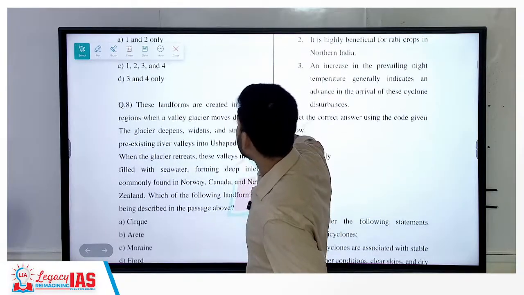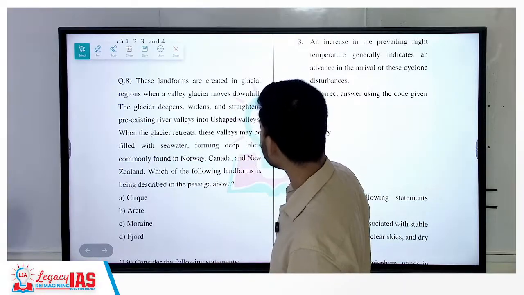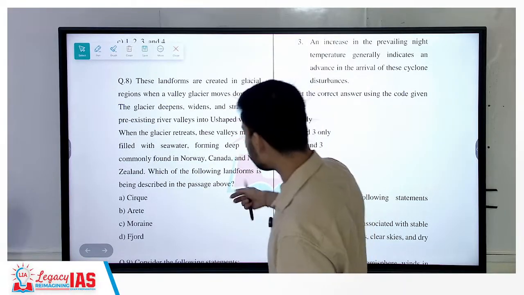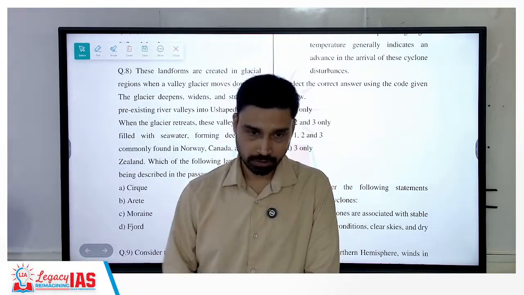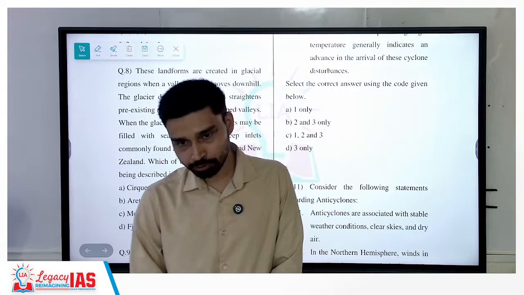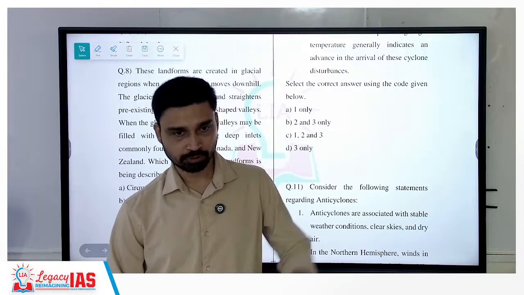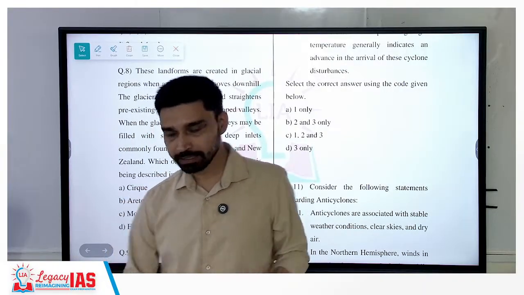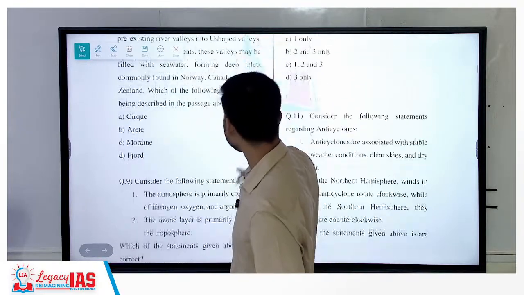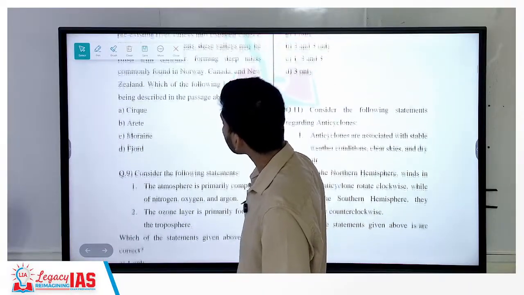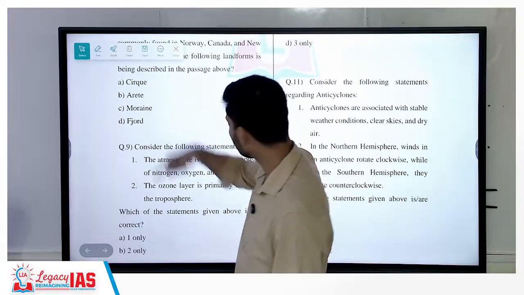Then these landforms: when valley glaciers move downhill, the glacier deepens, widens, and straightens pre-existing land into U-shaped valleys. This is the definition of a fjord. Okay, in a fjord, glacier causes erosion. After that the glacier retreats during the warming phase, so the valley created remains there. And during the warming phase what happens? Sea level rises, so the sea enters into these valleys, creating a kind of steep-sided valley where you have seawater. So, classic definition of a fjord. What you had mentioned, Sark, some of you? Right. Sark is a headland. This is in the coastal area.